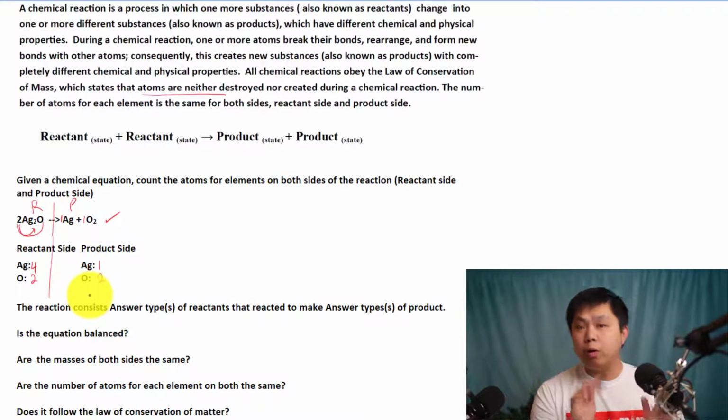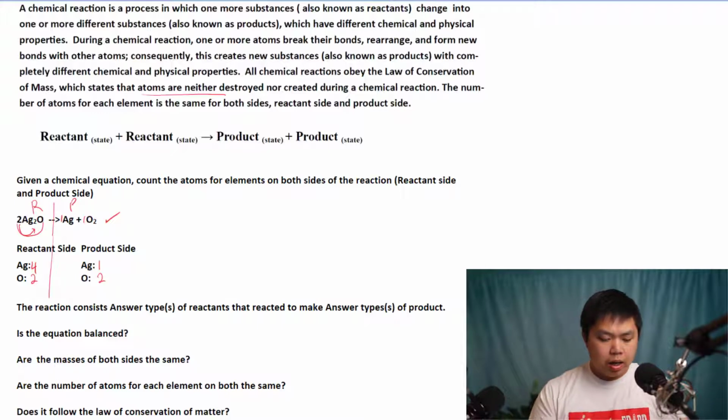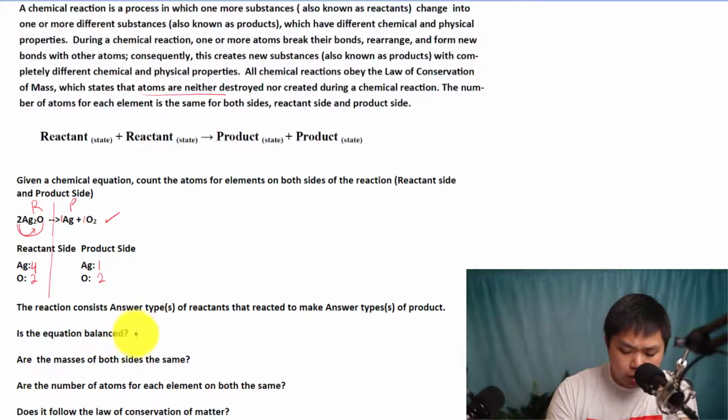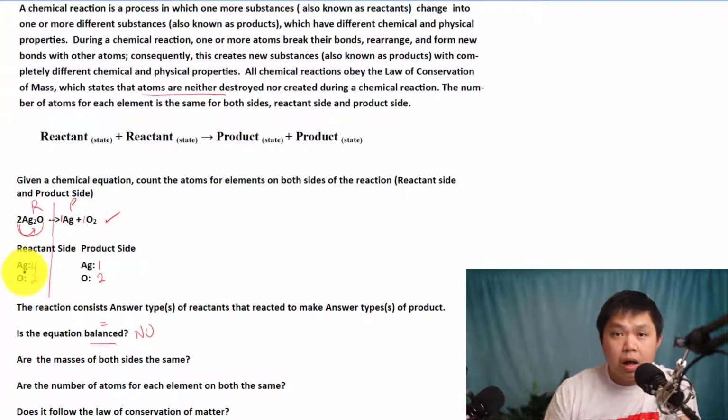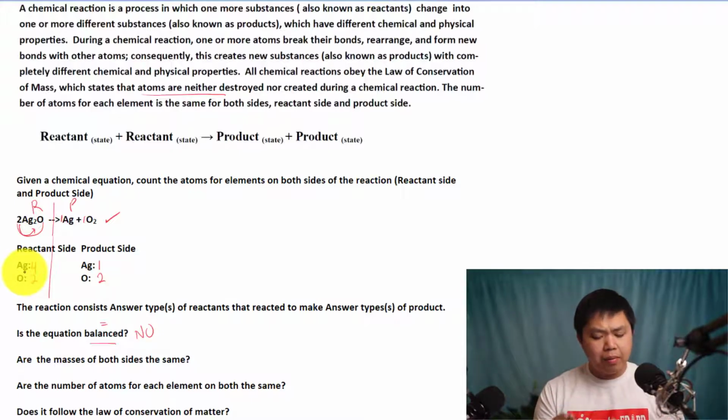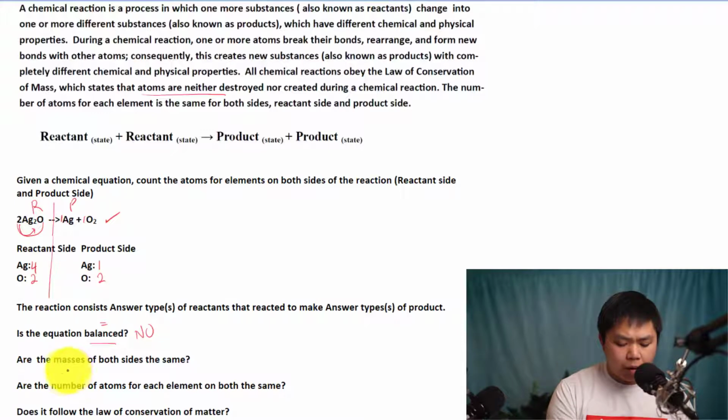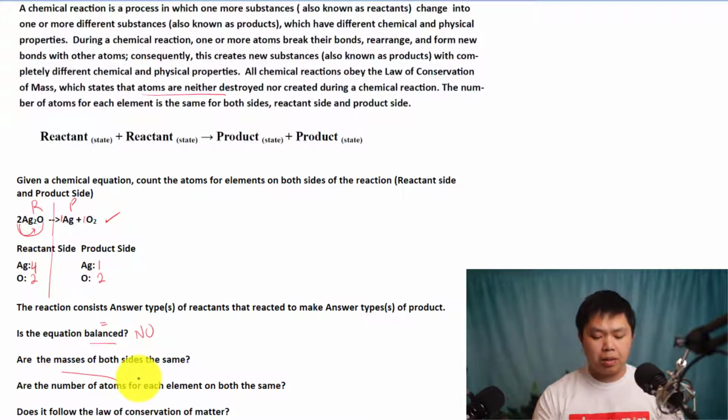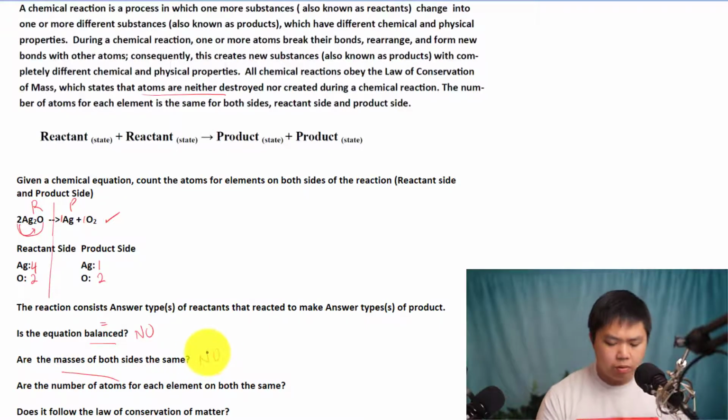Now, based on this chemical equation, we are going to answer the following questions. Is the equation balanced? Of course, no. Think of the word balance like equal. If it's balanced, you will see the number on both sides the same. In this case, Ag has 1 on the product side, but has 4 on the other side, so it's no. If it's not the same on both sides, then the mass on both sides would not be the same as well, so therefore no.